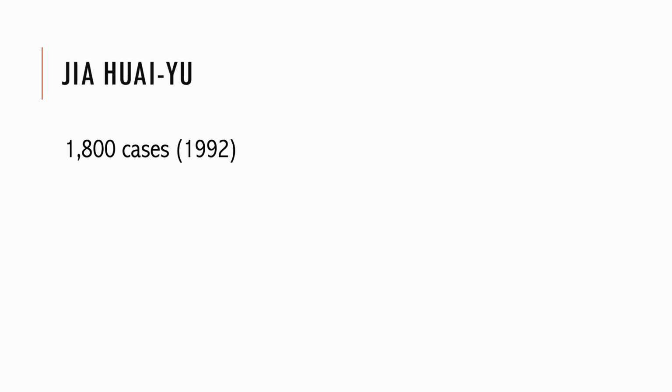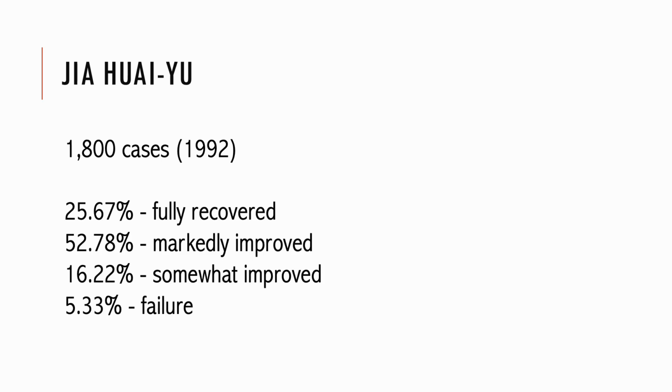Cha Hua-Yu reported on 1,800 cases of paralysis due to stroke treated on the motor area by scalp acupuncture in 1992. The results were as follows. 462 cases were fully recovered, that's 25.67%. 950 cases markedly improved, 52.78%. 292 cases somewhat improved, 16.22%, and 96 cases failure, 5.33%, yielding a total effective rate of 94.67%. Findings in these two studies are very similar.